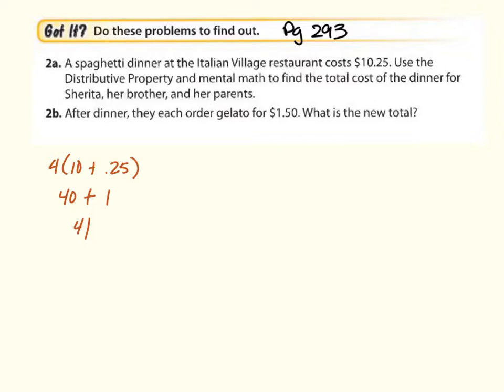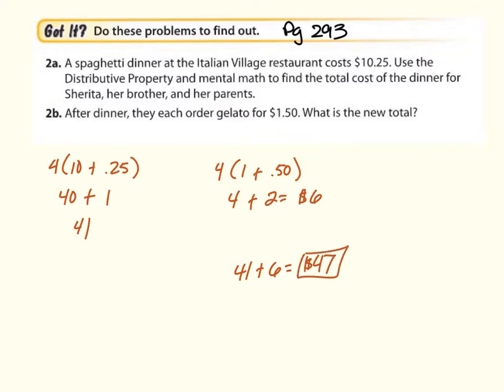And then part B, what if they add on dessert? You still have 4 people. Cut that $1.50 in 2 parts, so you have the dollar part and then the cents part. 4 times 1 is 4. 4 times 50 cents is $2. So that's essentially $6 for dessert. Now add the 2 together, the $41 for the dinner and the $6 for the dessert, and you get $47 that they have to pay for their bill. So basically you're just doing the distributive property and splitting up your numbers into 2 workable outcomes.